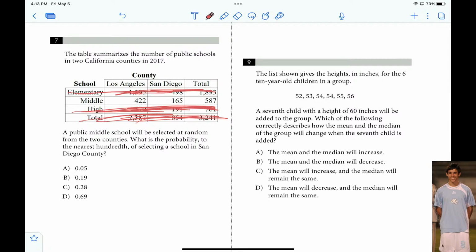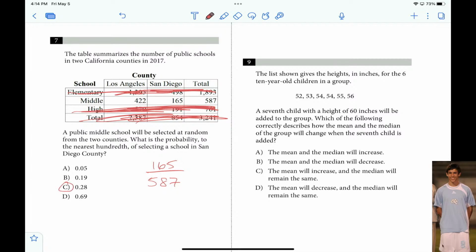So we are wanting to pick a school in San Diego County, but we know we're picking a middle school. So there's 587 middle schools to pick from. How many of those are in San Diego? 165. And then I honestly don't know what the answer is. I don't have a calculator. Let me type that in. 165 divided by 587. I should have thought about bringing... 0.28. Cool. Because that would just be calculated at that point.